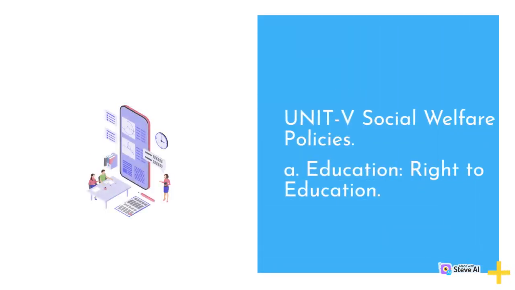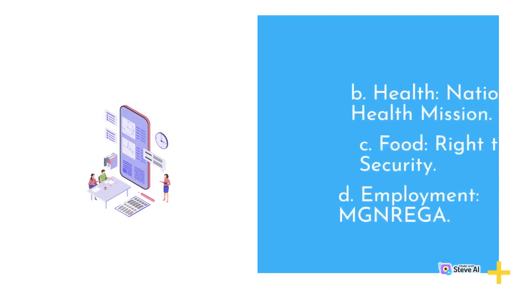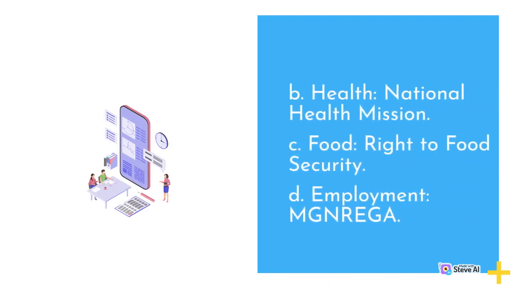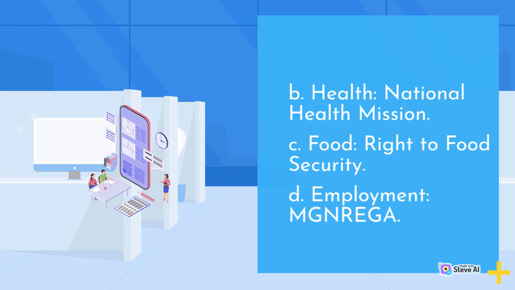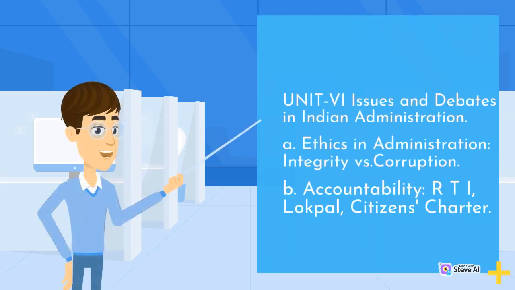Unit 5 Social welfare policies. A. Education, right to education. B. Health, National Health Mission. C. Food, right to food security. D. Employment, MNREGA.